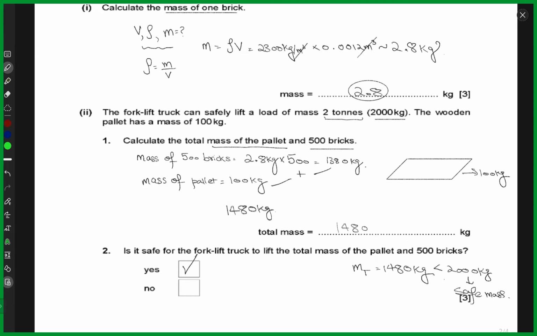So everyone agrees with that? Yes. Okay, good, great. All right.